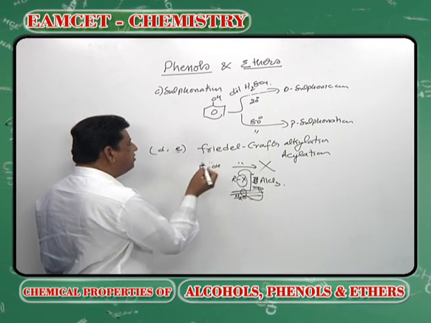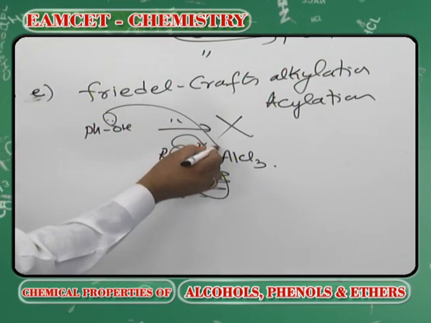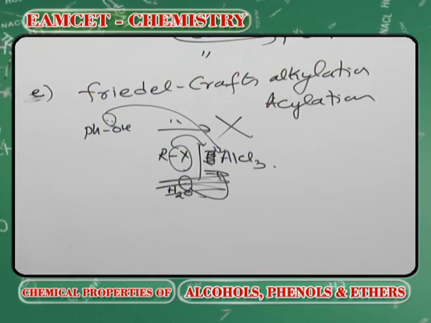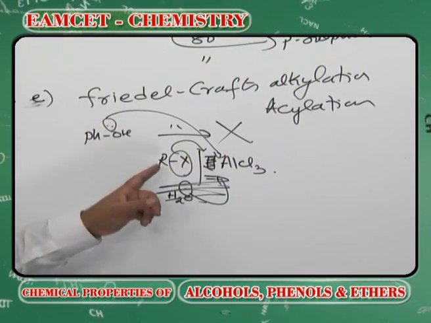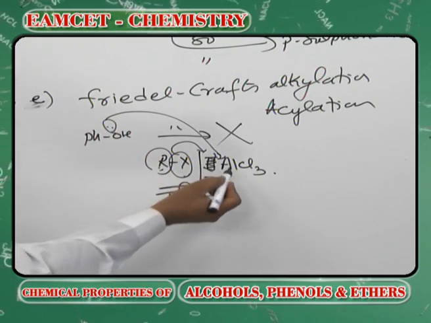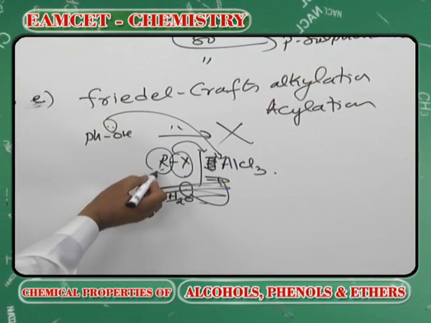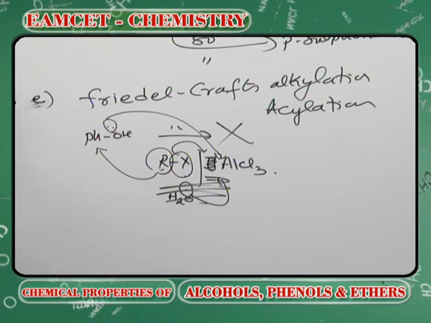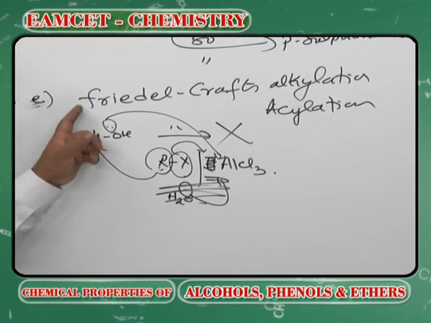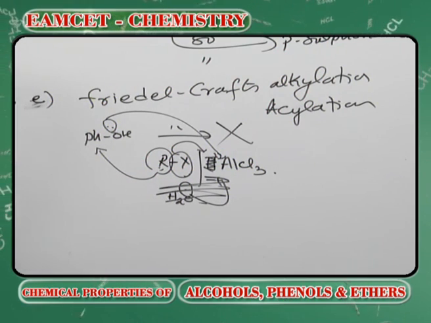Similar to that, when phenol also has a lone pair, it enters into the vacant orbital of the aluminum chloride, so the vacant orbital is filled. Therefore, the RX cannot break. Moreover, if R plus is generated by taking more quantity of aluminum chloride, R is undergoing a reaction with the phenyl group rather than the OH. That's why the Friedel-Crafts alkylation and acylation is a failure reaction.